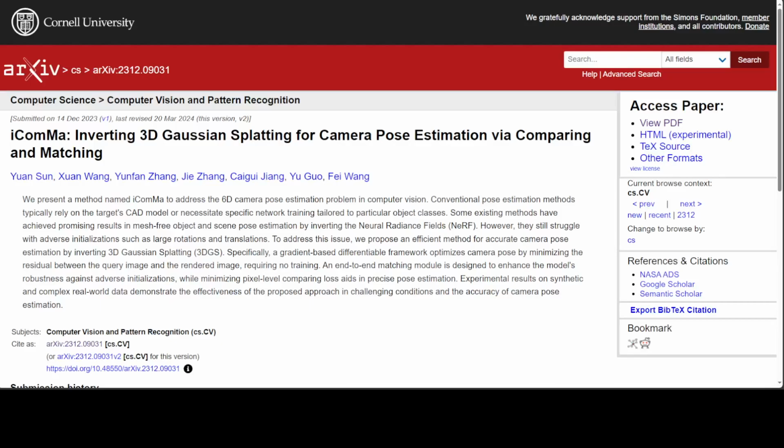iComMa is a new 6D camera pose estimation method by inverting 3D Gaussian splatting. 6D camera pose estimation involves determining both the position, which means translation, and orientation of a camera in 3D space relative to a scene or object.